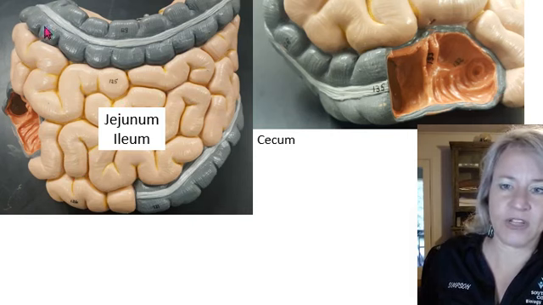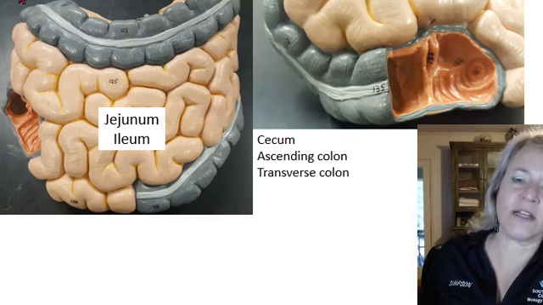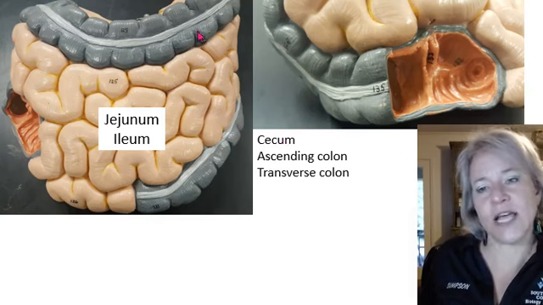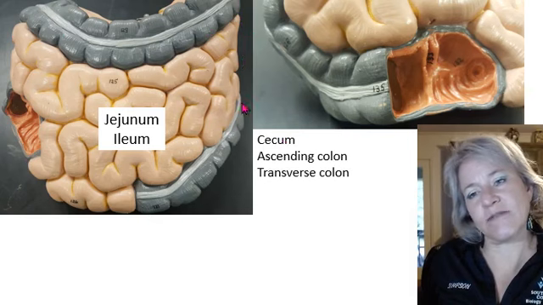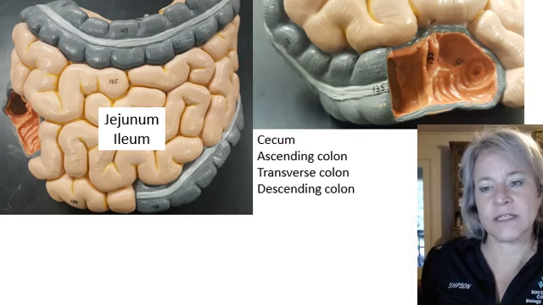And then we have the large intestine, which is this gray organ, starting with the cecum, which is a pocket-like structure. Then you're going to go moving up the ascending colon, across the transverse colon, and then down back here we have the descending colon, and then the sigmoid colon.